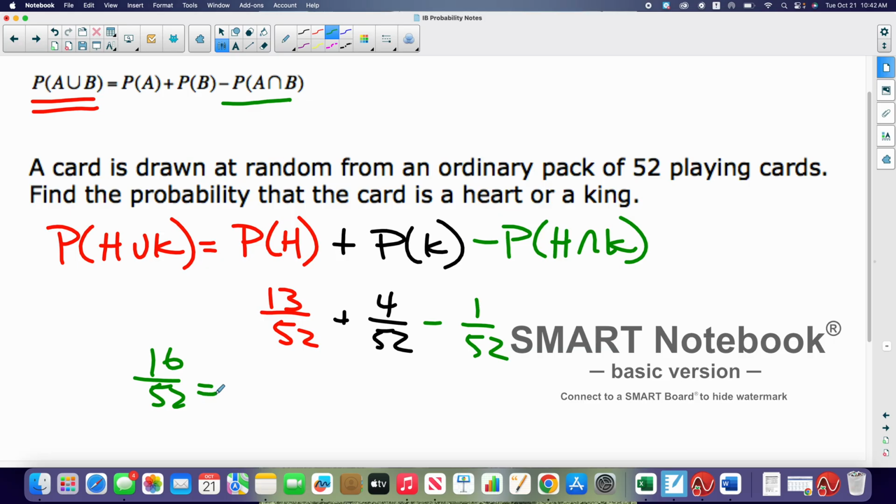Perfectly fine with that answer. If that bothers you, there's a 4 that goes into both of those, and 4 out of 13 would be the answer there. So you see with the cards how that formula gets created. I can't double count.